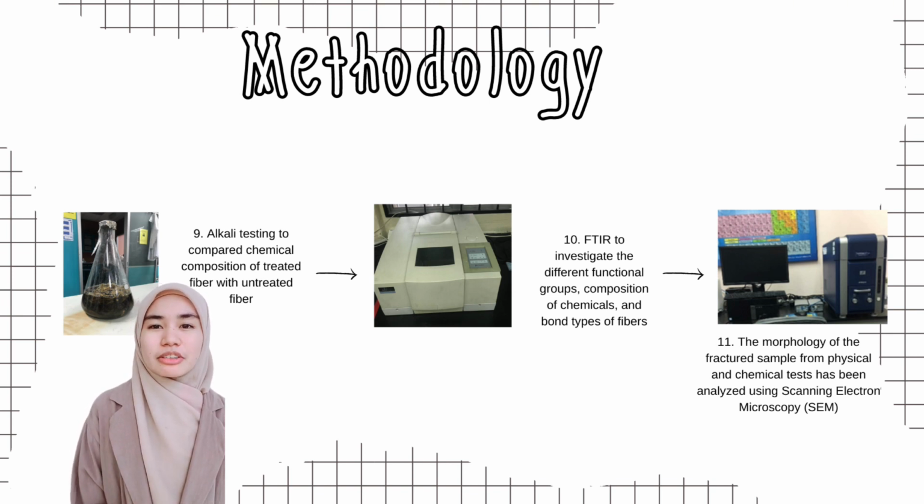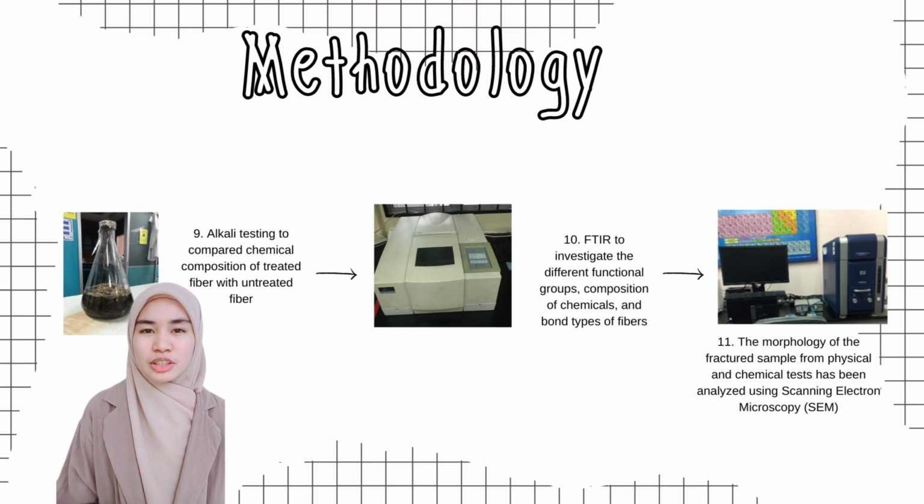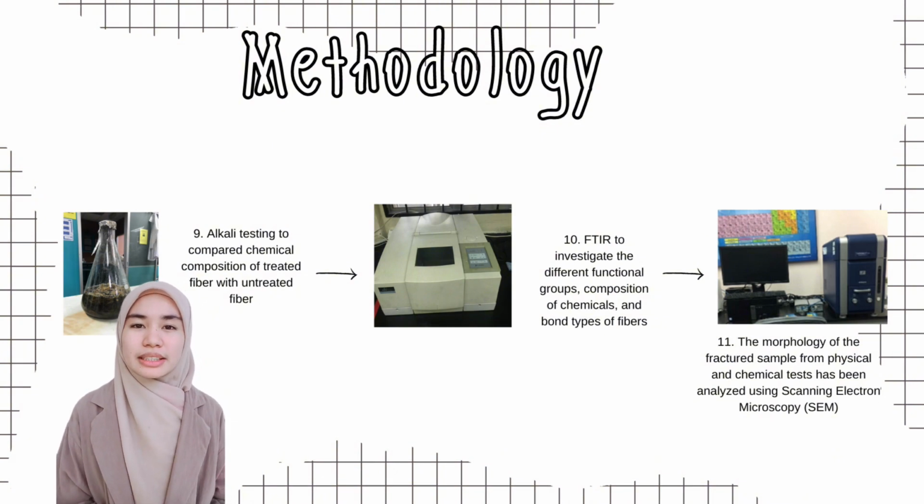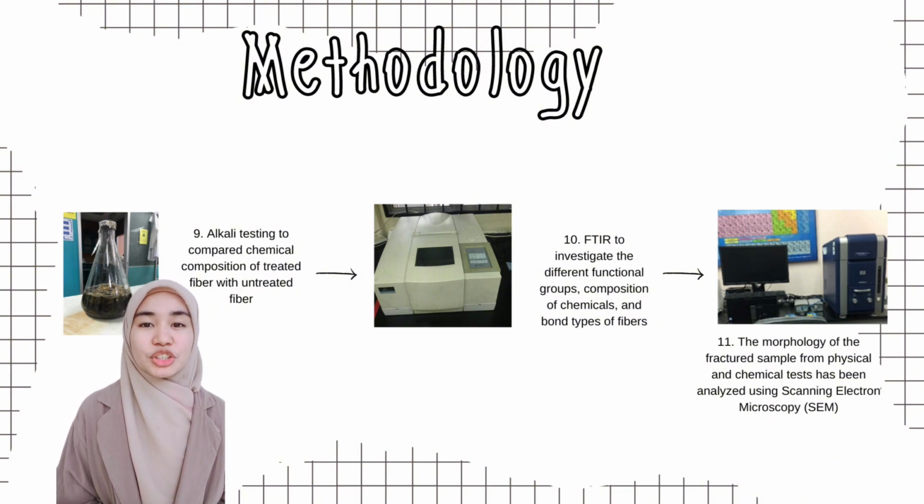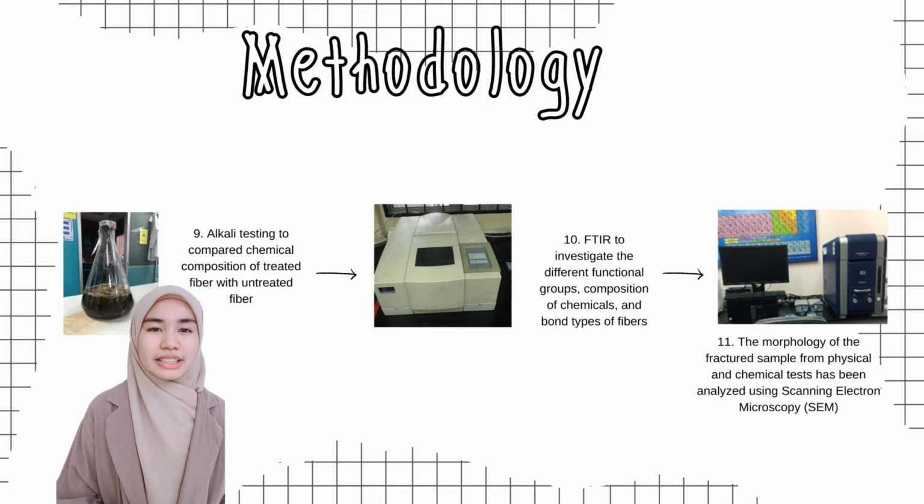For alkaline treatment, fiber was randomly sized in 3 mm to 3 mm and submerged in 6% sodium hydroxide solution for 3 hours at room temperature. Then it was cleaned under running water and using distilled water repeatedly to neutralize the fiber. Lastly, it was put in the oven at 100 degrees Celsius, stated by Fire et al. 2050.